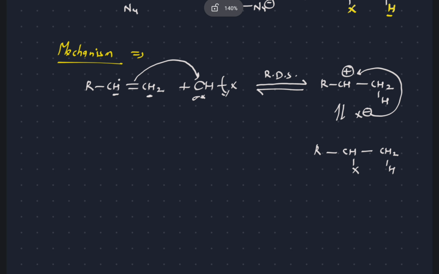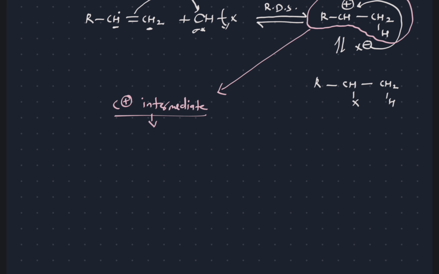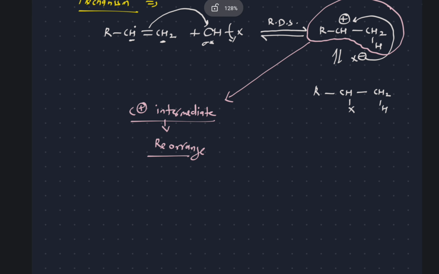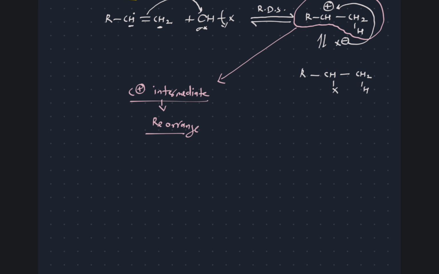Let's focus on this species. This is a very interesting species of this reaction. Trust me, this is literally very interesting. You can see this species is a carbocation intermediate. And a carbocation has the property to rearrange itself. If we have the option to rearrange the carbocation, it will simply happen. I will explain you. Just give me one minute.